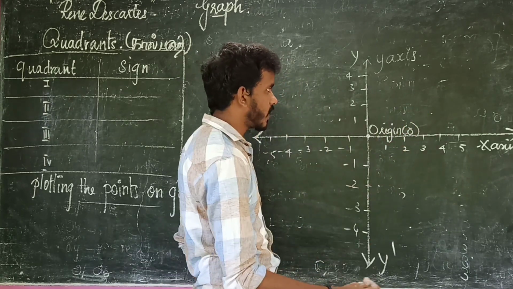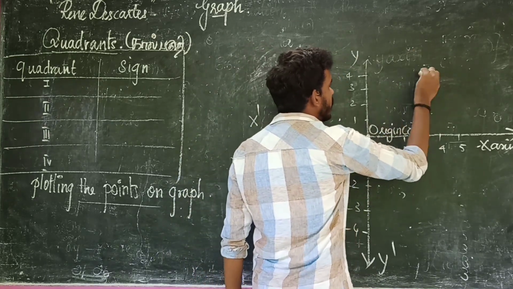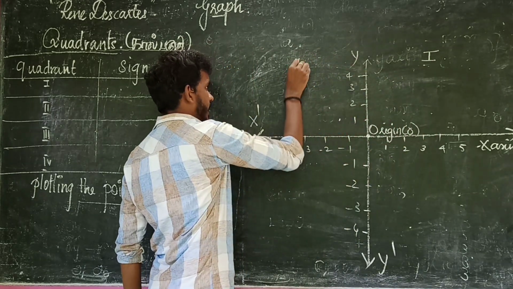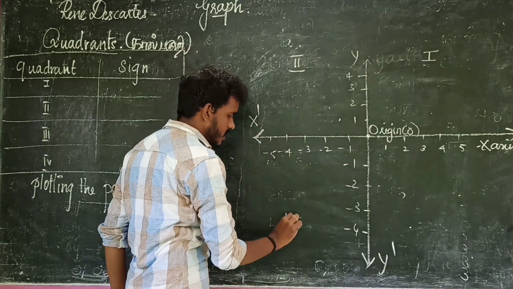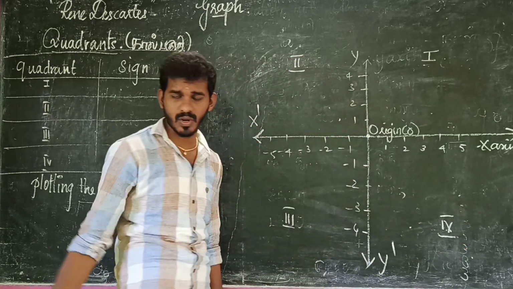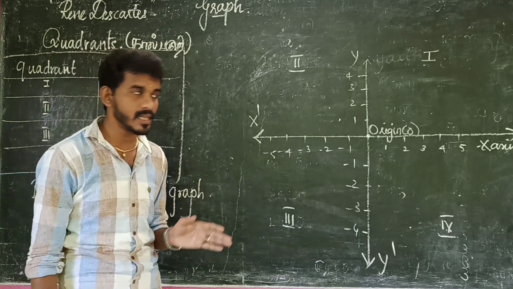Okay, so now look at here, this is the first quadrant. So we are going to start the quadrants from here. Okay, this is the first quadrant. Okay, now this is the second quadrant, this is the third quadrant, this is the fourth quadrant. First we should know about this. Okay, so totally how many quadrants in a graph sheet? We have four quadrants in a graph sheet.